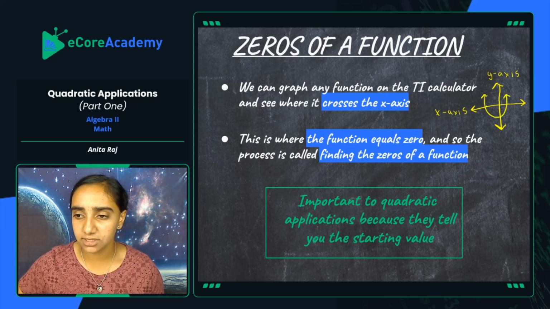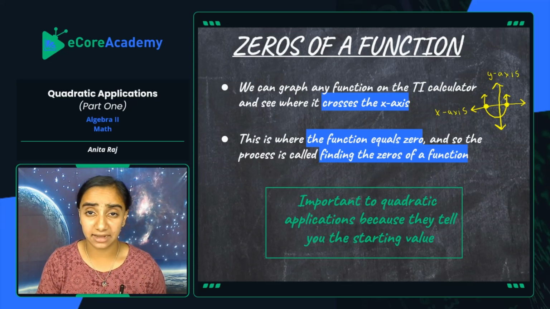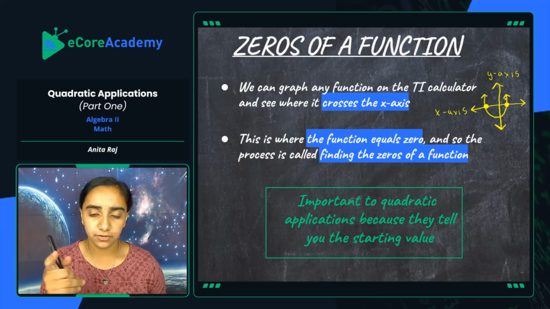Well, it crosses the x-axis at these points that I am drawing like big circles at. So that's what it means. So where does it touch the x-axis? We can see that on the TI calculator. This is where the function equals 0. If you see the second bullet, this is where the function equals 0.